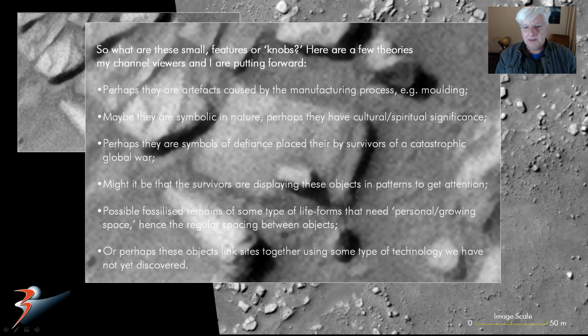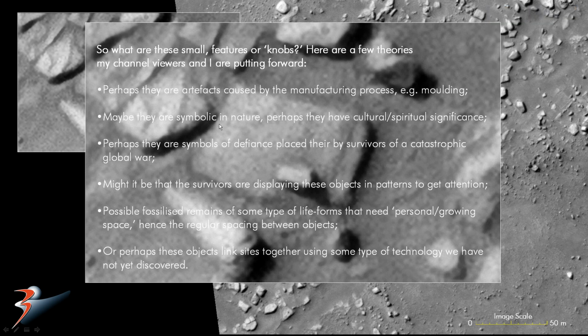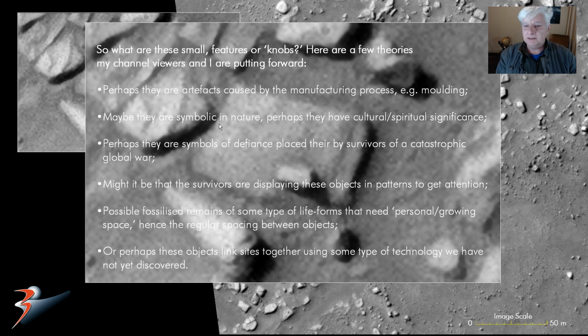So the small features or knobs, we're proposing that these are perhaps artifacts caused by the manufacturing process of the megaliths, e.g. the molding process. Maybe they are symbolic in nature, perhaps they have cultural, spiritual significance, perhaps they are symbols of defiance, placed there by survivors of a catastrophic global war.